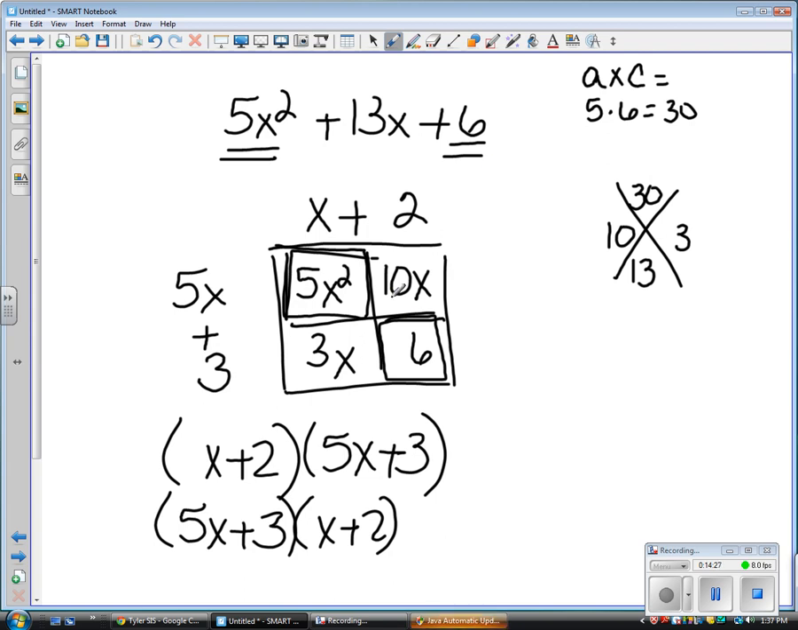Okay? These two is where I'm getting this from. So 10, but I have to put the variable back with it, so that's 10x. And I'm taking my 3 and putting it in the other box. I could have switched these around. It did not matter. I could have put 3x here and 10x there. It does not matter. The only thing it would have mattered was if this was a 3x, then my 5x plus 3 would have appeared on top. And if my 10x was here, my x plus 2 would have appeared on the side. But it would have worked out the same way.